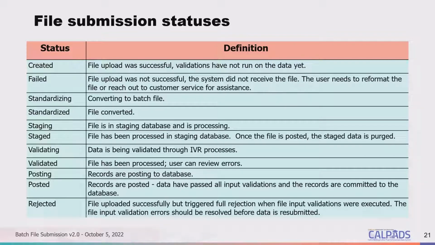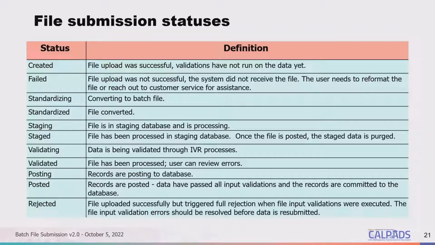So again, with a rejected file, CALPADS gives you no receipts. It gives you no output, right? You have to go back to your student information system, make corrections, and resubmit a file. Okay? Once data is submitted to CALPADS, that data in that file format is not retrievable. It is not accessible in the format that you uploaded, whether it posts or is rejected.